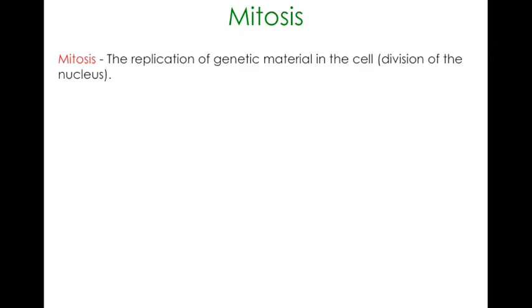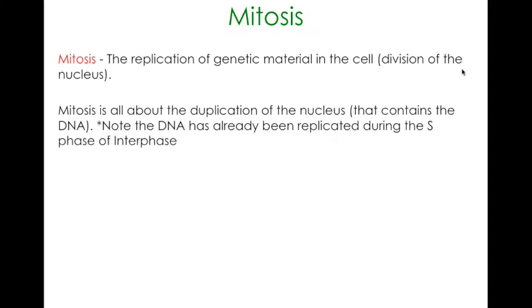Okay, so the definition of mitosis: it is the replication of genetic material in the cell. Basically, it is when the nucleus of the cell divides. Now that's really important because it's marked by the nucleus dividing. It's duplicating that nucleus that contains the DNA. One of the key things to note is that the DNA is already doubled in number during the S phase of interphase.